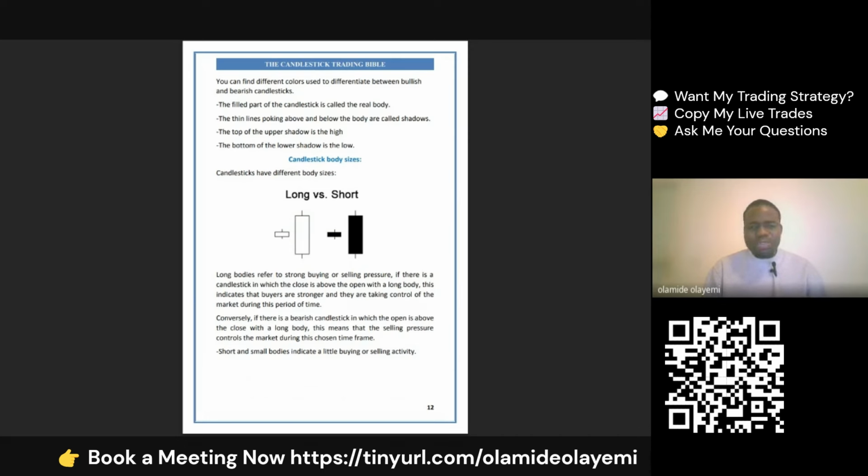So long bodies refer to strong buying or selling pressure. What does this mean? When you have this long body, it means that there was strong buying or strong selling. A lot of people, a lot of pressure in the market, for buying or selling. If there is a candlestick in which the close is above the open with a long body, this indicates that buyers are stronger and they are taking control of the market during that time.